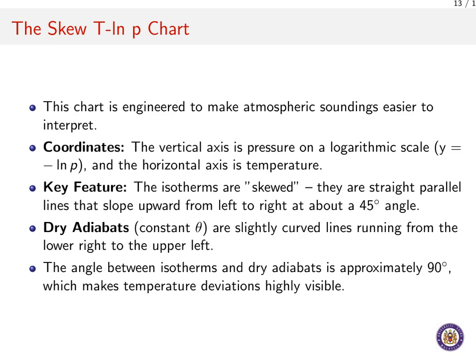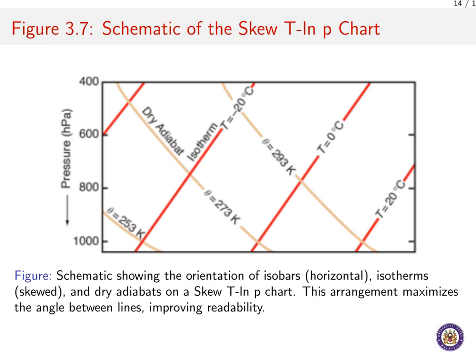Instead of being vertical, they are straight parallel lines that slope upward from left to right at about a 45-degree angle. The dry adiabats, which are lines of constant potential temperature, are slightly curved and run from the lower right to the upper left. The genius of this design is that the angle between the isotherms and the dry adiabats is approximately 90 degrees. This makes any small differences between the actual temperature profile and the adiabatic lapse rate highly visible, which is crucial for analyzing stability. This slide presents figure 3.7, which is the schematic of the Skew T log P chart.